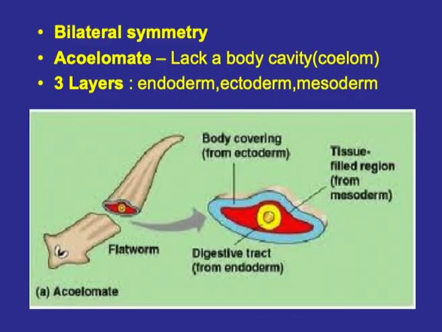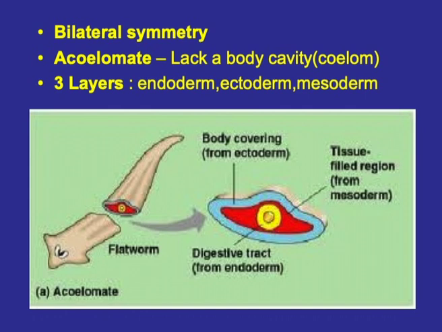Now we discuss the general characteristics of the phylum Platyhelminthes. The first one is that they have bilateral symmetry. That means the organism can be divided into two equal halves. The second characteristic is that they are acoelomates. That means they lack a body cavity or coelom.